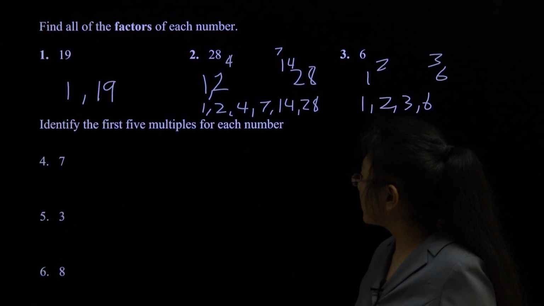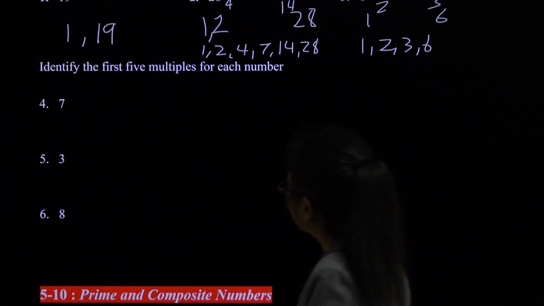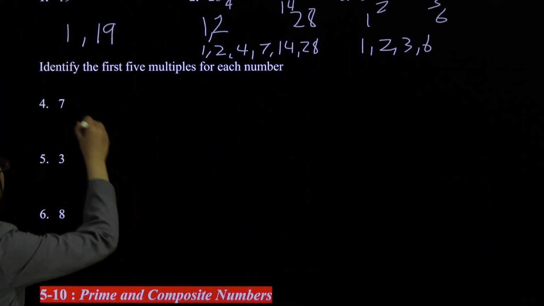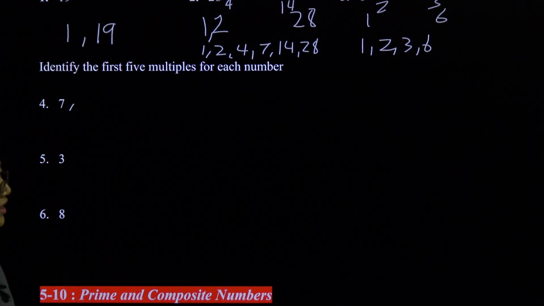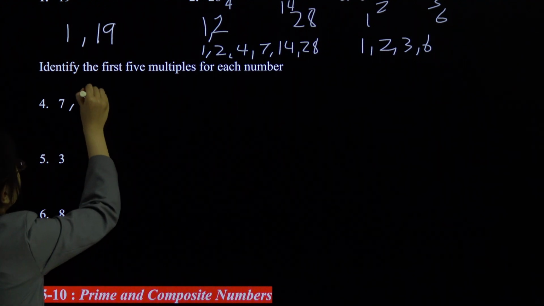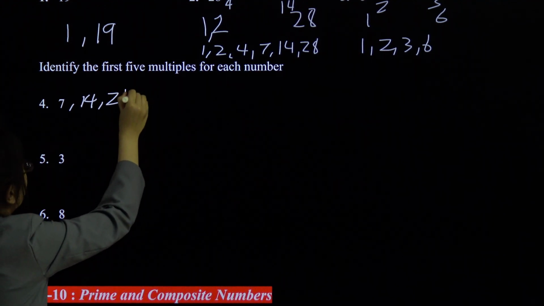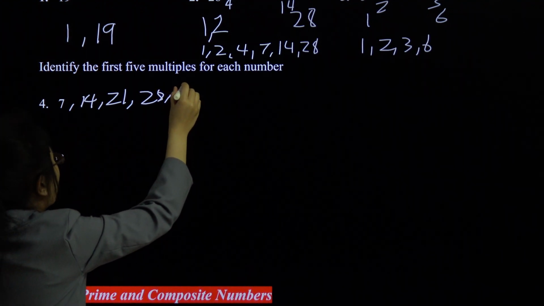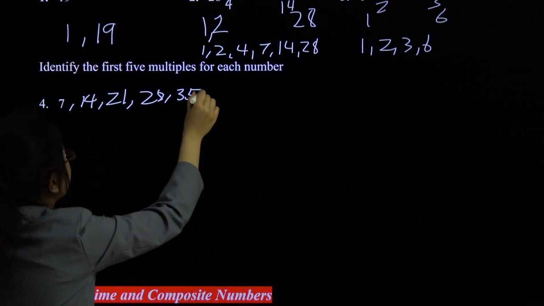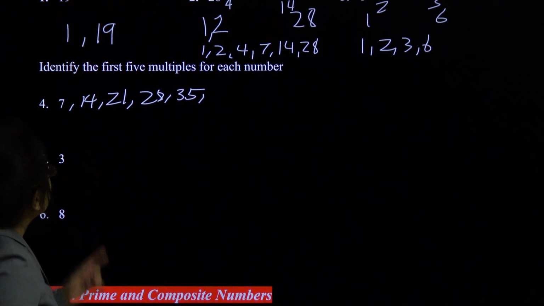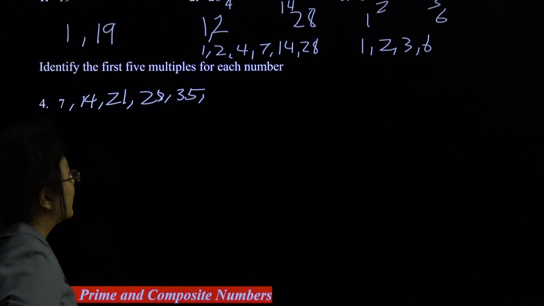We move on to multiples. Identify the first 5 multiples for each number. 7. 7 is a multiple of 7. 7 times 2, 14. 7 times 3, 21. 7 times 4, 28. 7 times 5, 35. Oh, never mind, it's first 5. We don't need to continue anymore.